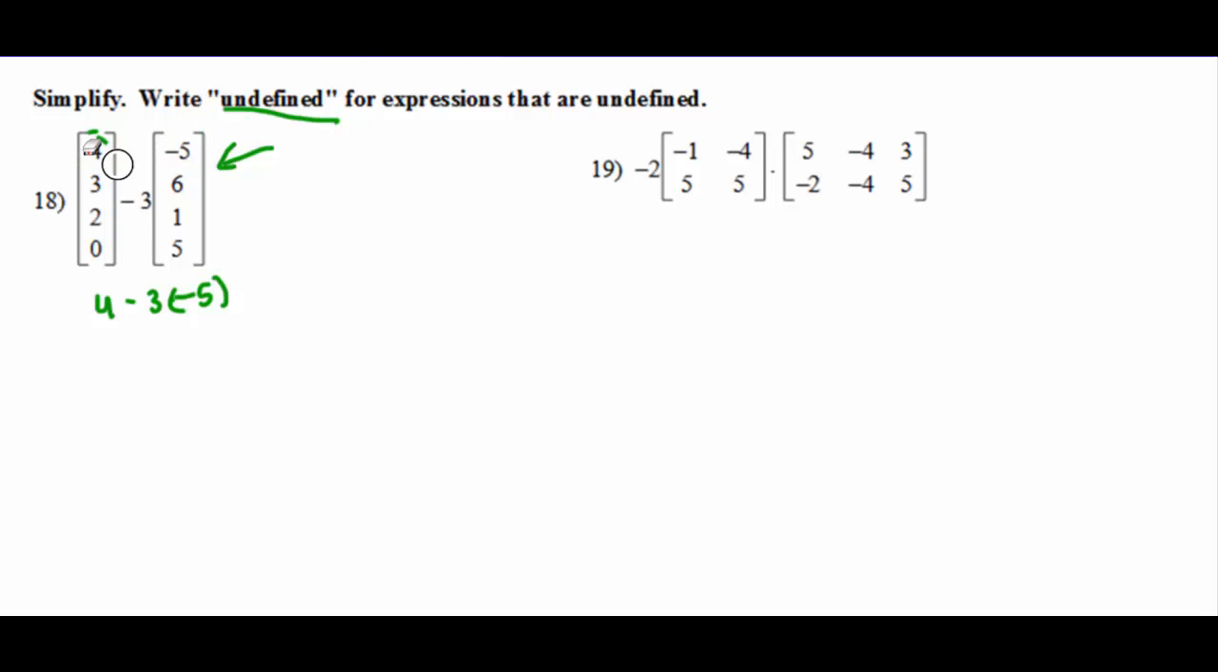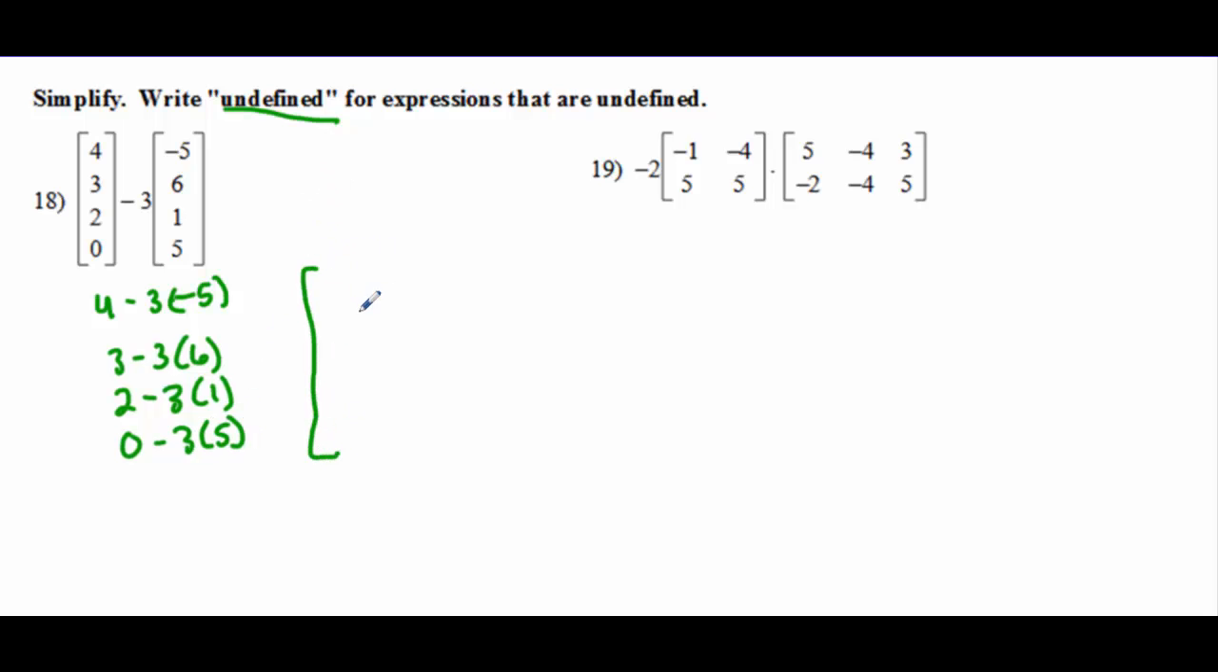So you could actually even do this all at the same time, because you can do 4 minus 3 times -5, and then 3 minus 3 times 6, then 2 minus 3 times 1, 0 minus 3 times 5. That's going to give us our new matrix, which is 19, -15, -1, and -18. -15, I mean. And that's it.